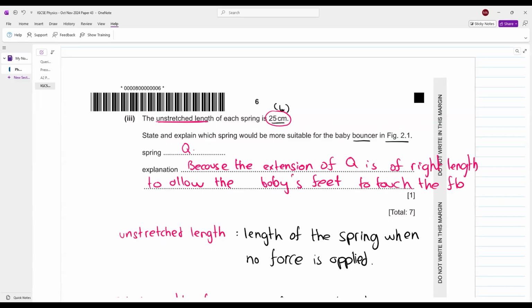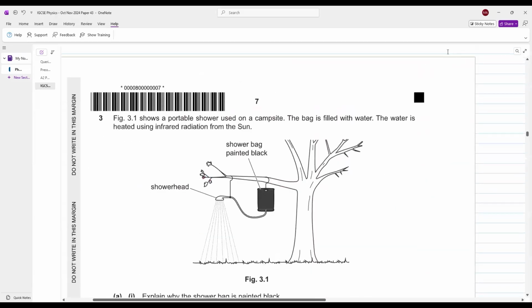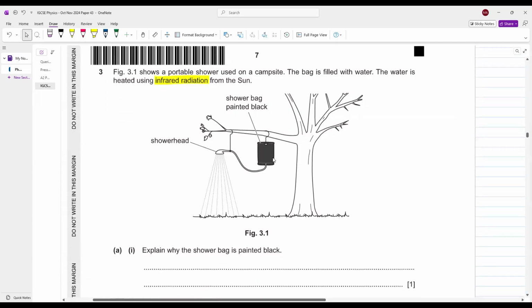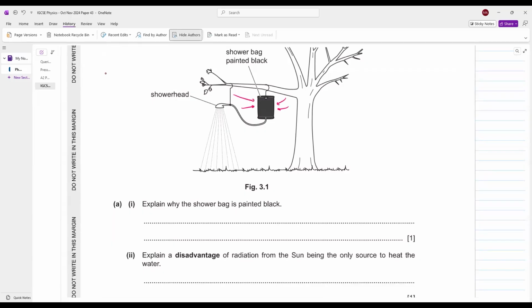Easy peasy, lemon squeezy. Let's further move ahead. What is written next? Figure 3.1 shows a portable shower used on a campsite. The bag is filled with water. The water is heated using infrared radiation from the sun. So this bag is being heated using infrared radiation from the sun, like this. Simple. Explain why the shower bag is painted black.